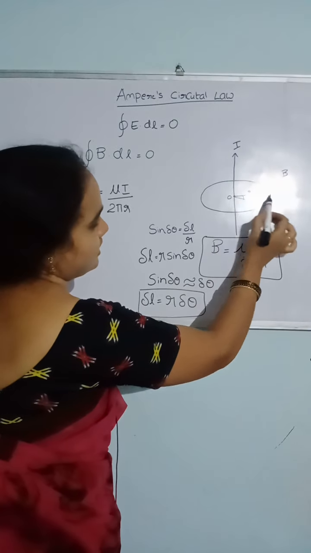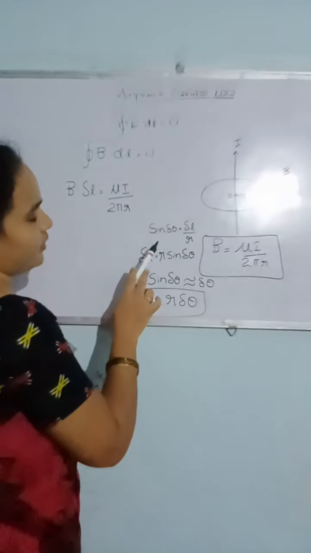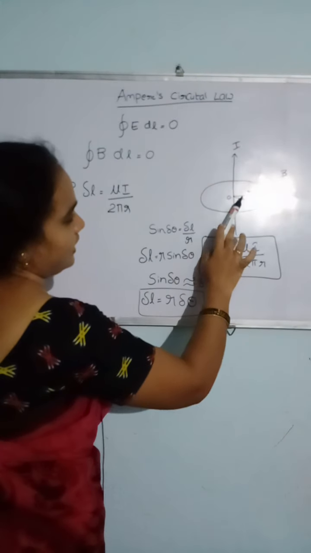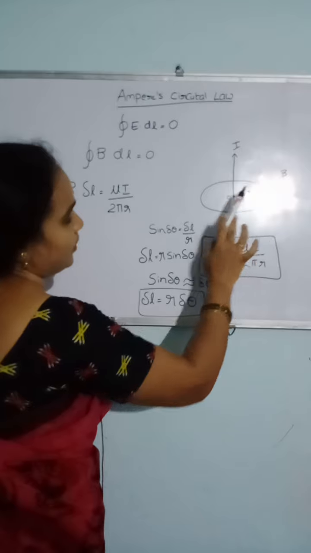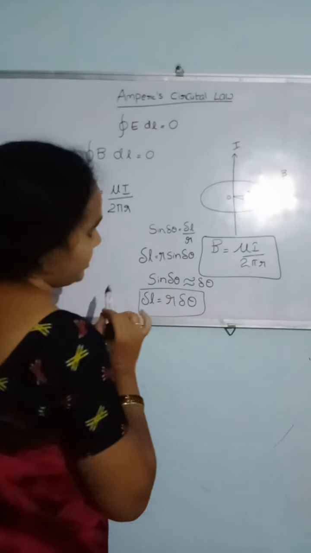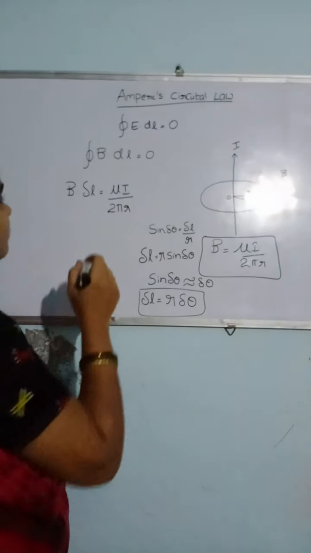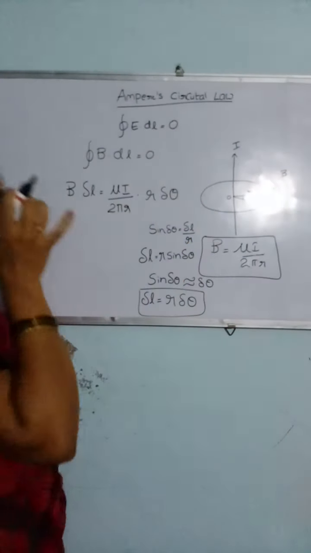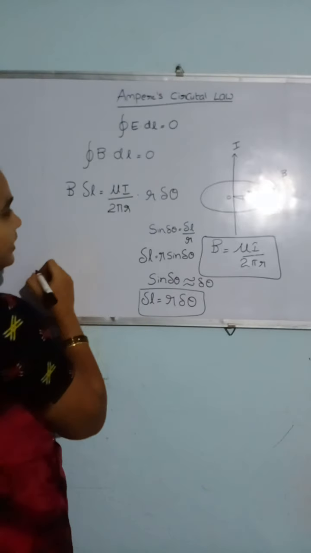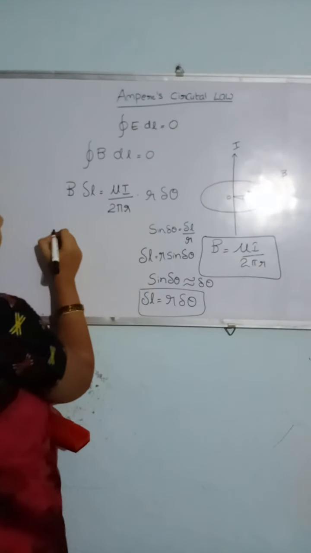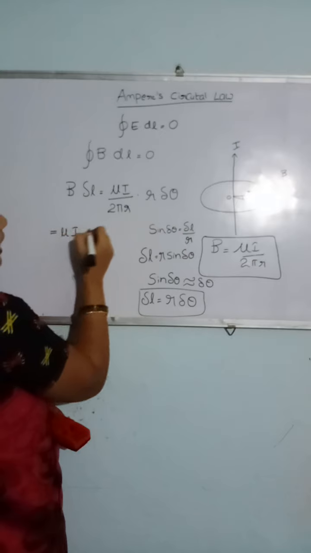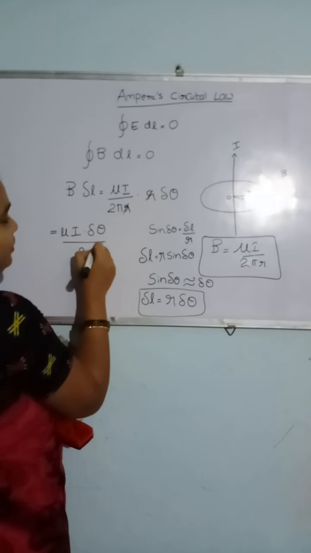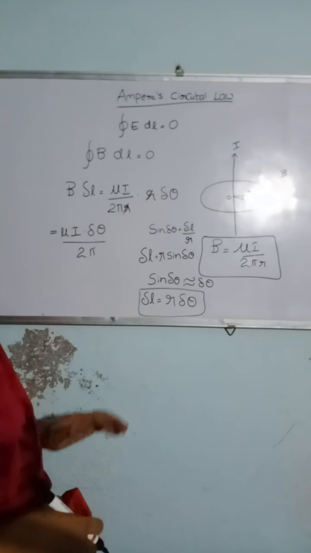Consider this as a right angle triangle. From this right angle triangle, sin delta theta is equal to the opposite side by the hypotenuse, that is r. From this we have calculated delta L, so delta L is r delta theta. Then this equation becomes mu I, r gets cancelled, delta theta by 2 pi. So note down this one.